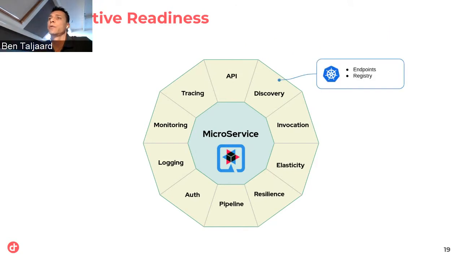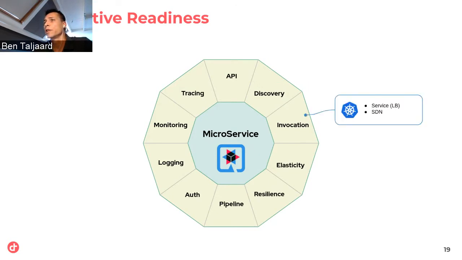Next, we need to also make sure that our microservice is discoverable. Now, when we deploy to a platform like Kubernetes, it actually keeps track of where your containers are running and what your endpoints are. So it does some sort of registry with discovery to pick up where your containers are running. We also need some way of calling other microservices. Kubernetes provides ways, on a networking level, to actually invoke other services. It provides the SDN so that you can interact with services.